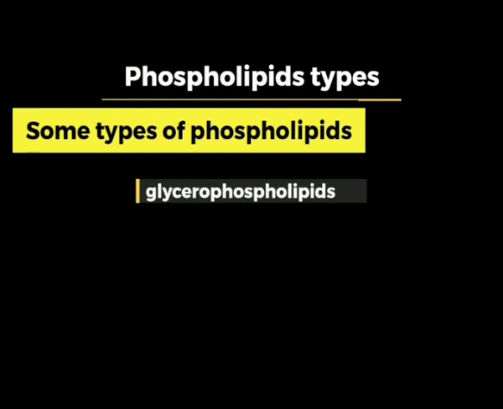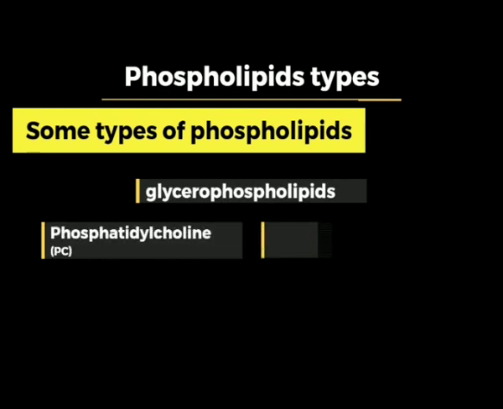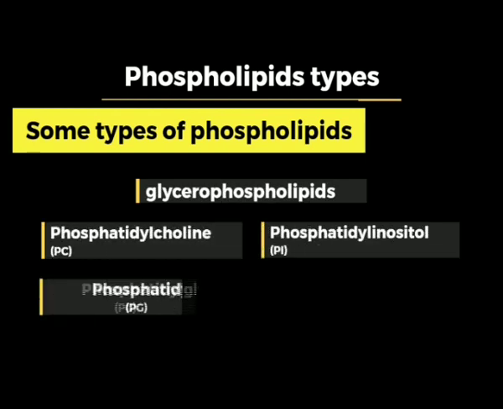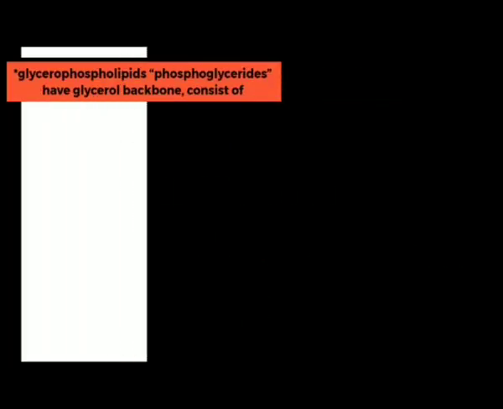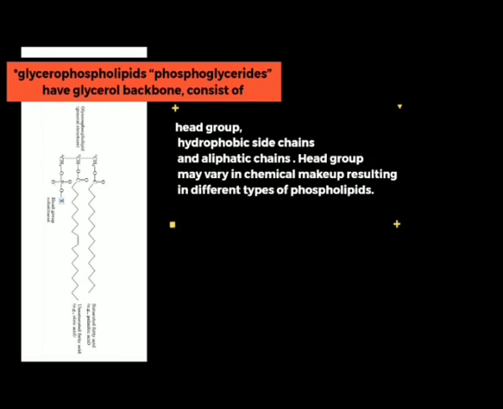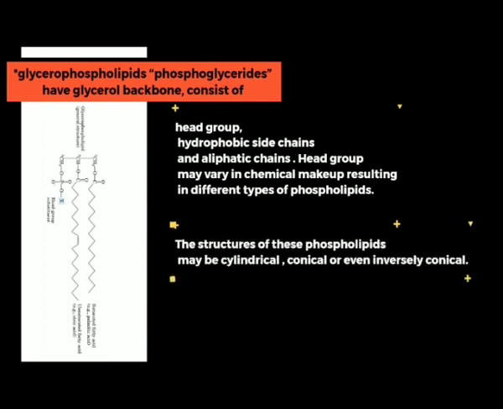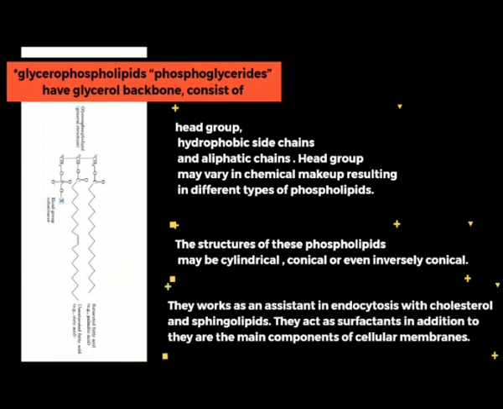Phospholipid types. Some types of phospholipid: glycerophospholipid, phosphatidylcholine (PC), phosphatidylinositol (PI), phosphatidylglycerol (PG), and cardiolipin (CL). Glycerophospholipids (phosphoglycerides) have a glycerol backbone and consist of a head group, a hydrophobic side chain, and an aliphatic chain. The head group may vary in chemical makeup, resulting in different types of phospholipids. The structures of these phospholipids may be cylindrical, conical, or even inverted conical. They work as assistants in endocytosis with cholesterol and sphingolipid.